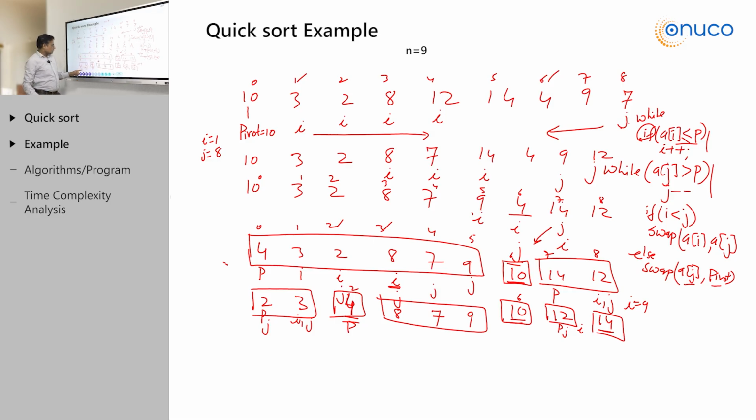Hence stop. Now see the positions. I position is 1, while the new J position is 0. So it will not come in I less than J, it will come in I greater than J. Swap A of J and pivot. A of J, this, and pivot. The 2 got separated. Hence, 3 also got sorted. 4 also got sorted. Here we have again a similar way: P element, I element, J element.